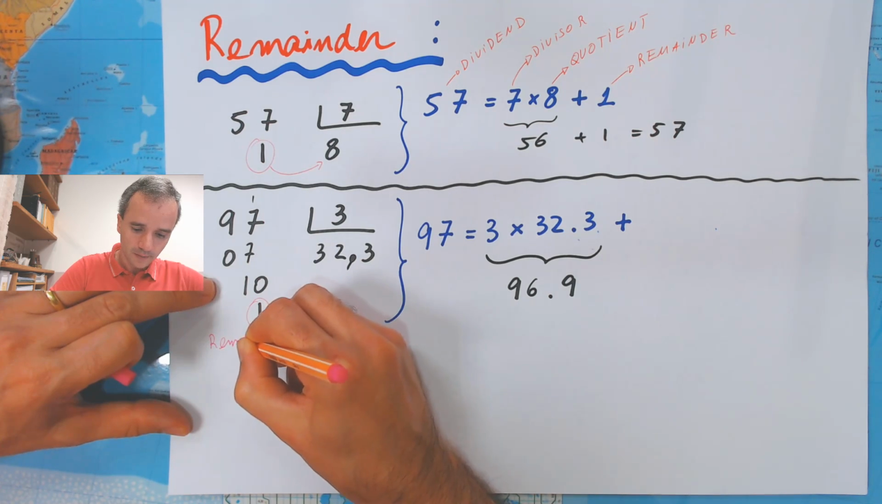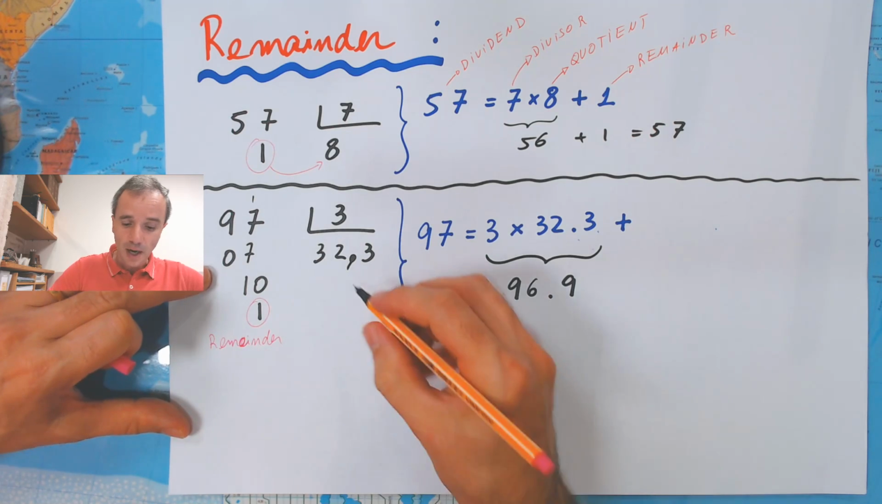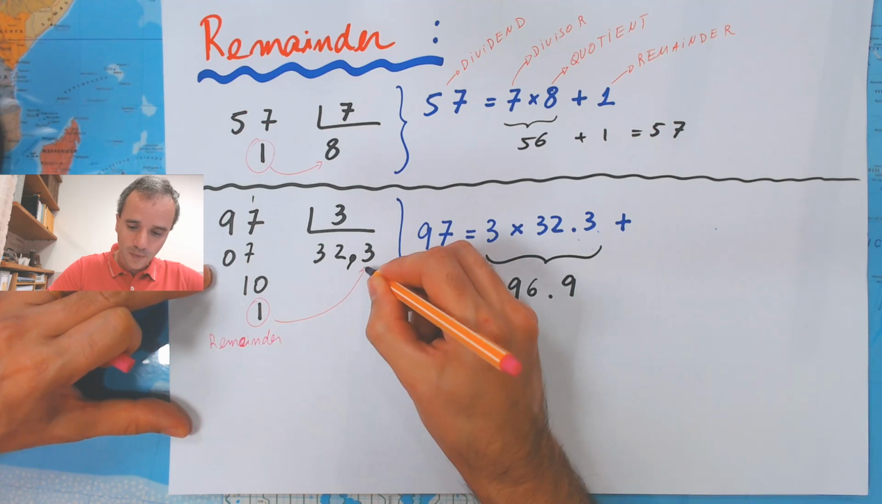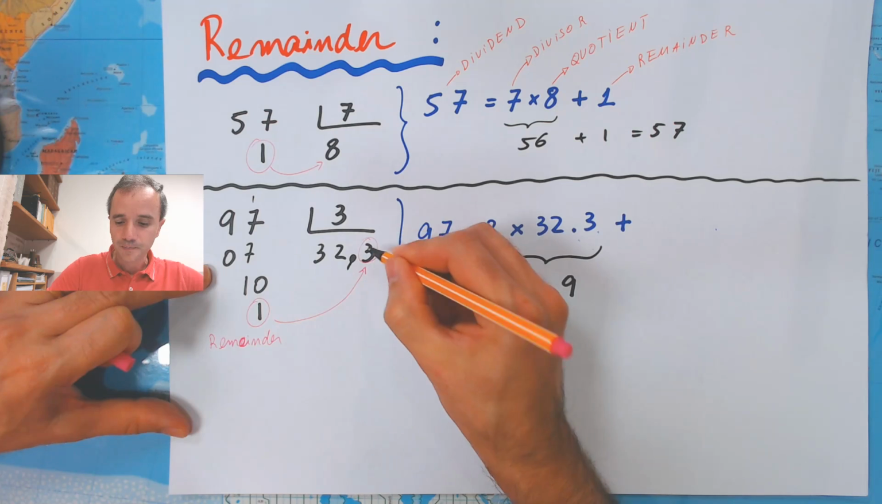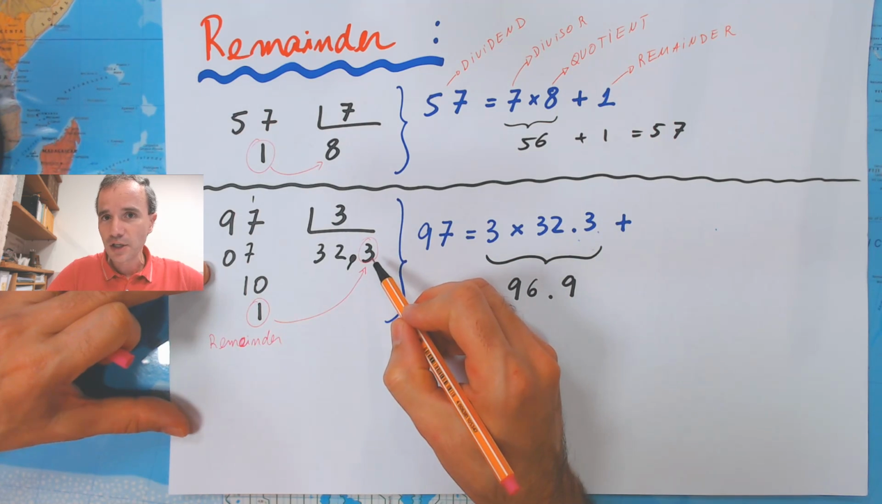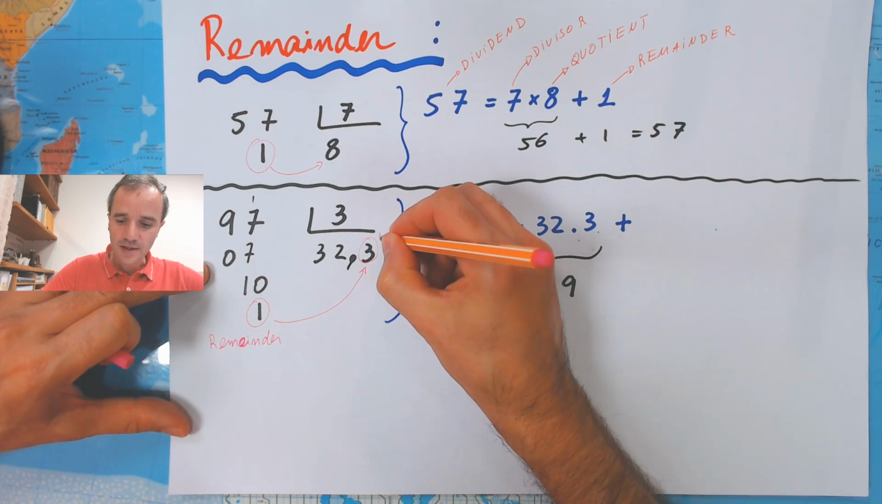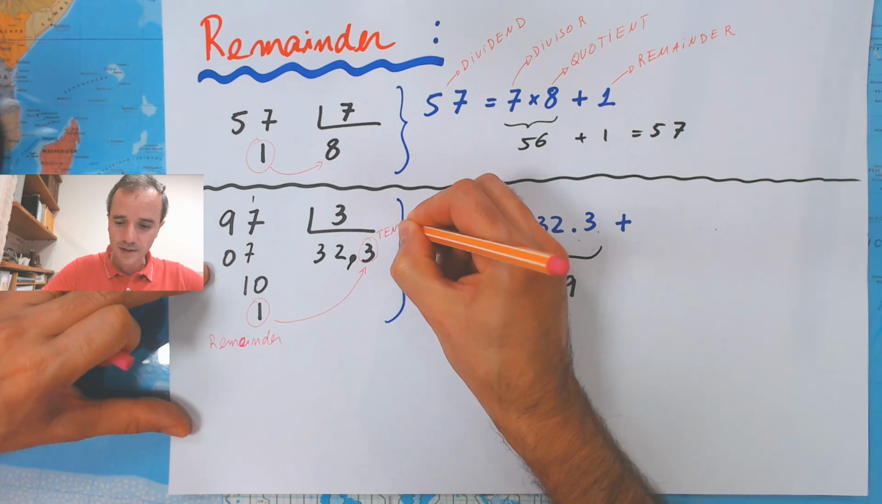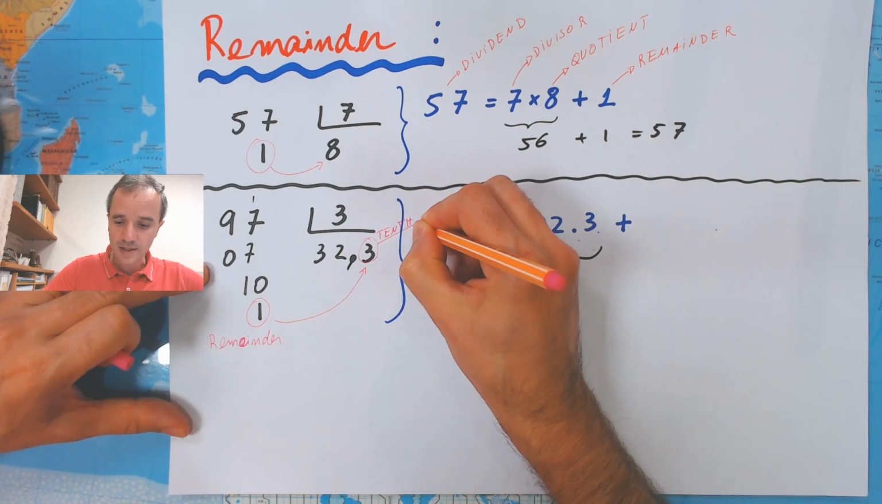This is an A. Sorry. So this is the remainder. But this is the remainder of that number. And that number, it is not an integer. That number, it is a tenth, isn't it?